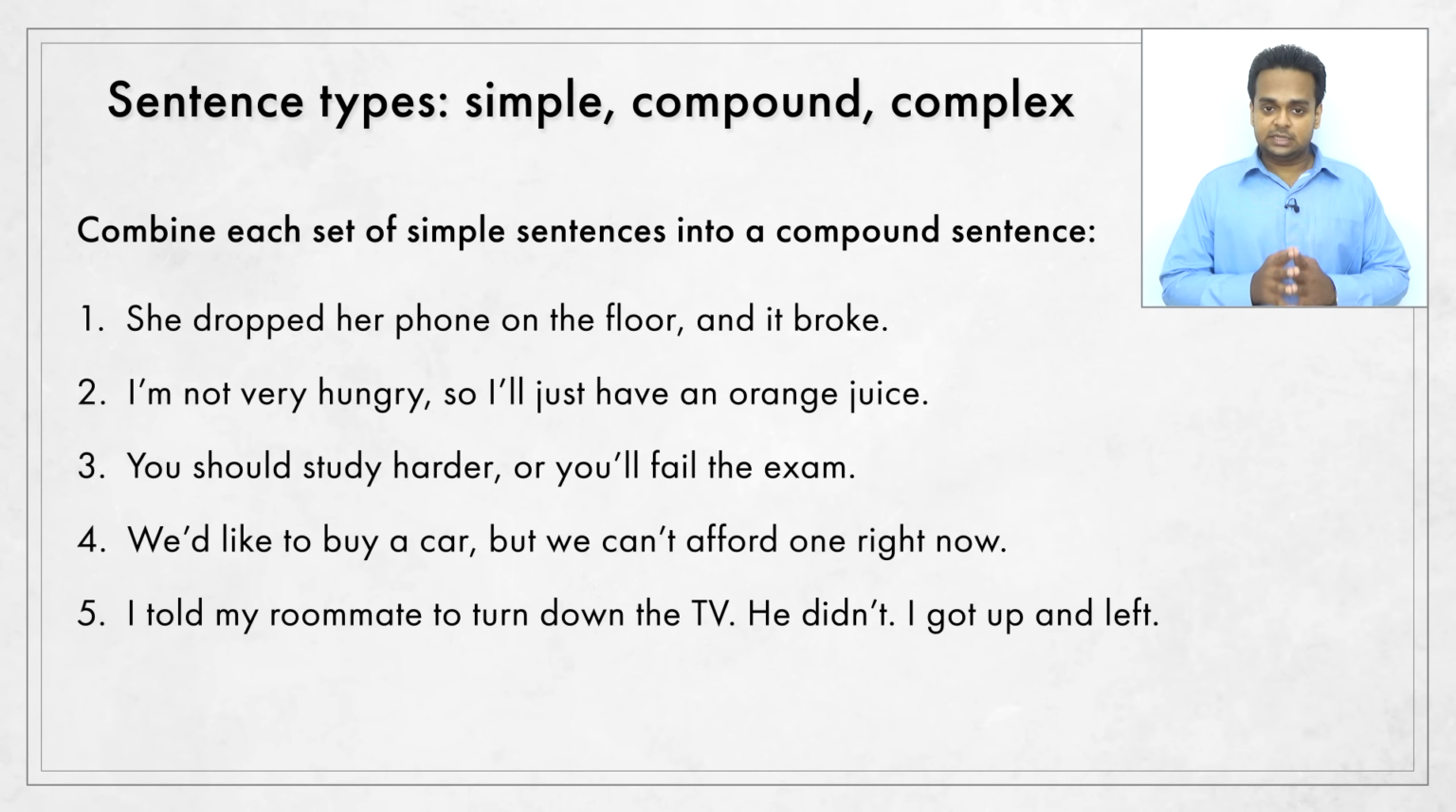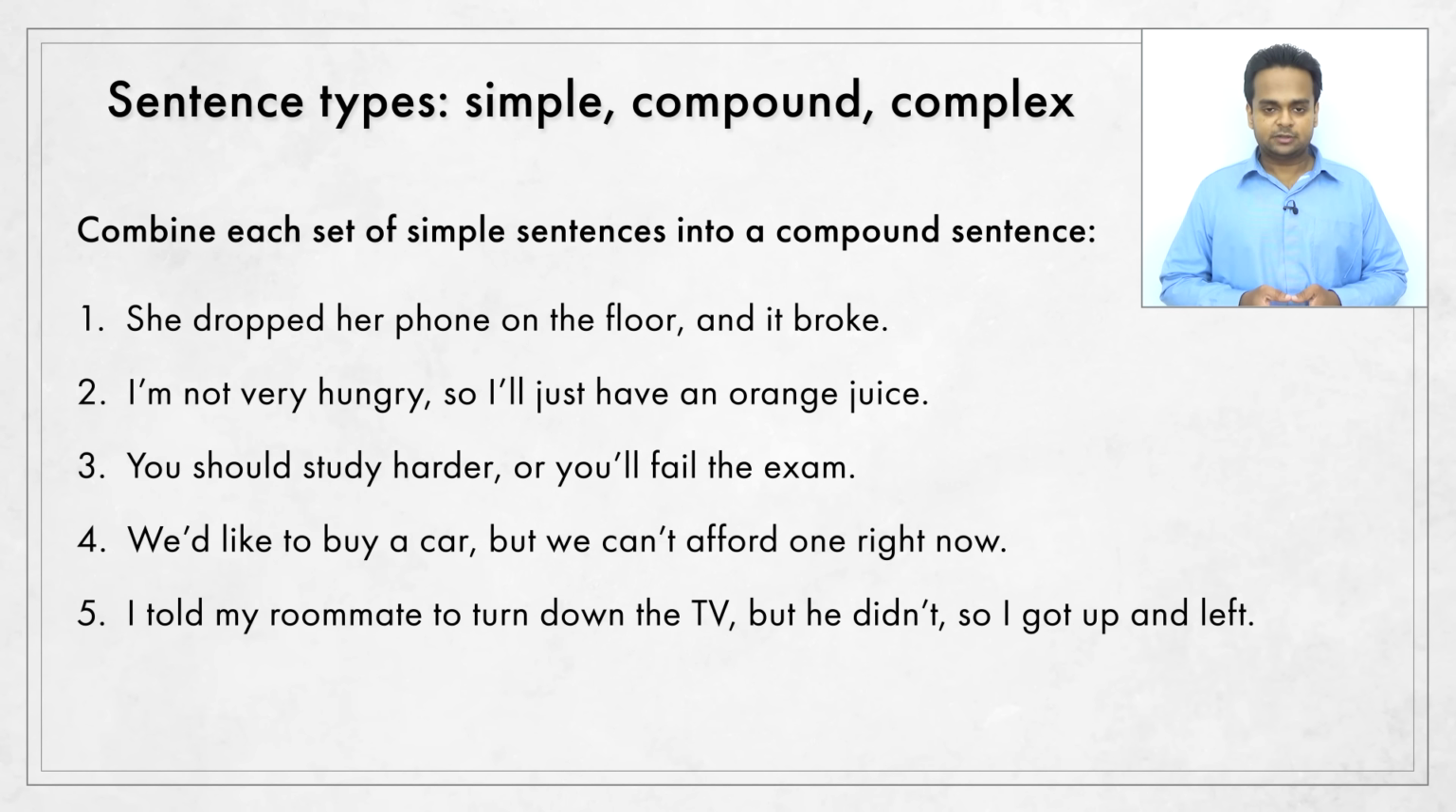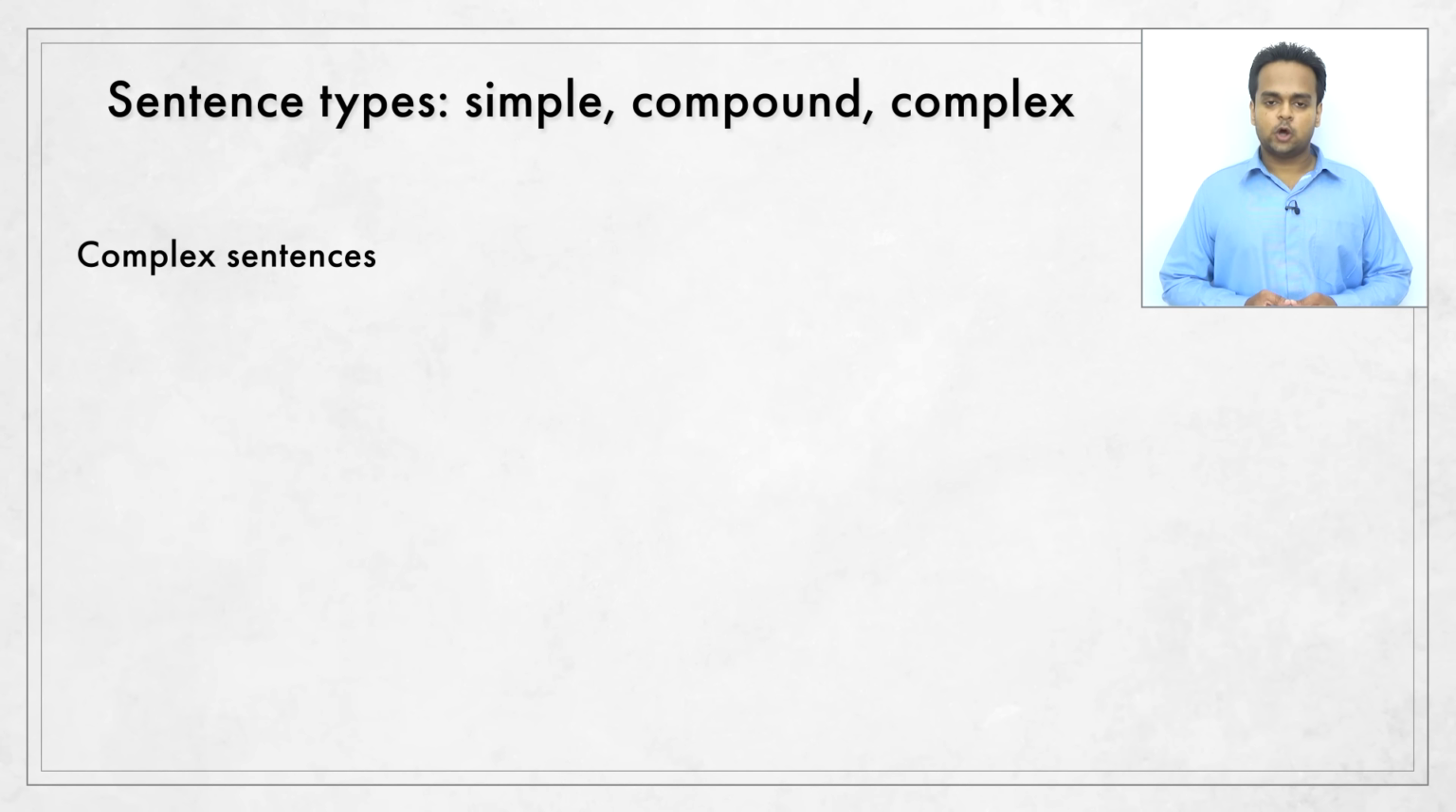And number 5 is a little tricky because there are 3 simple sentences, or 3 independent clauses, but we can connect them using coordinating conjunctions. I told my roommate to turn down the TV, but he didn't, so I got up and left. How many did you get right? All right, let's now move on and talk about complex sentences.